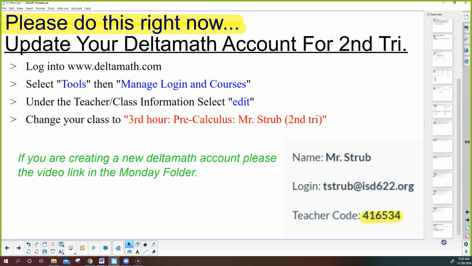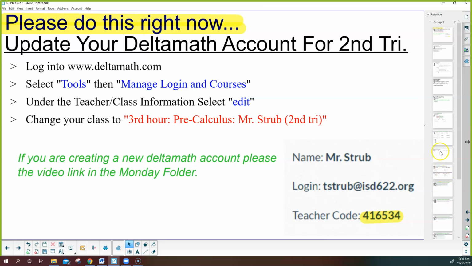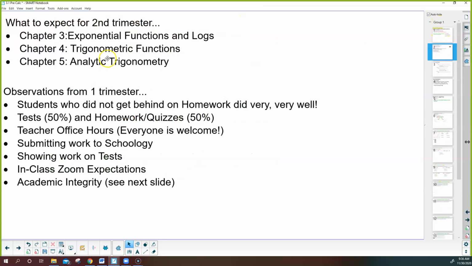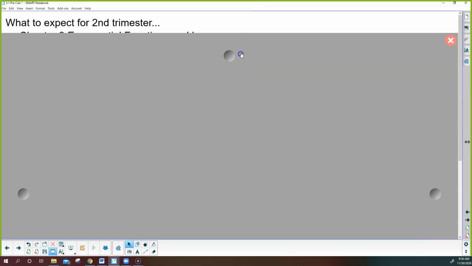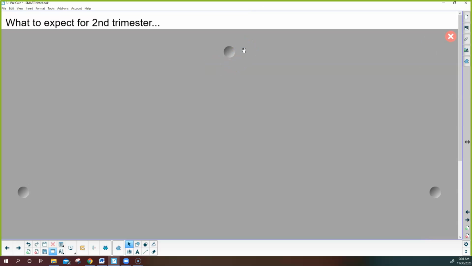Don't get scared by the amount of slides either. It goes pretty quick. So we need to have a quick discussion about the expectations for this trimester. And I want to make sure that you are all well aware of what I expect from you and what I'm going to be checking for, and a couple of small changes to this trimester.